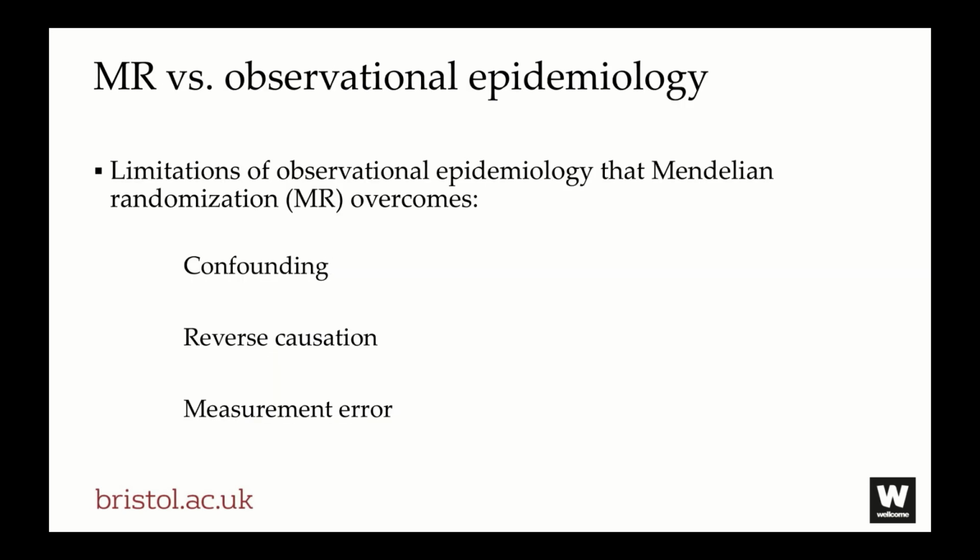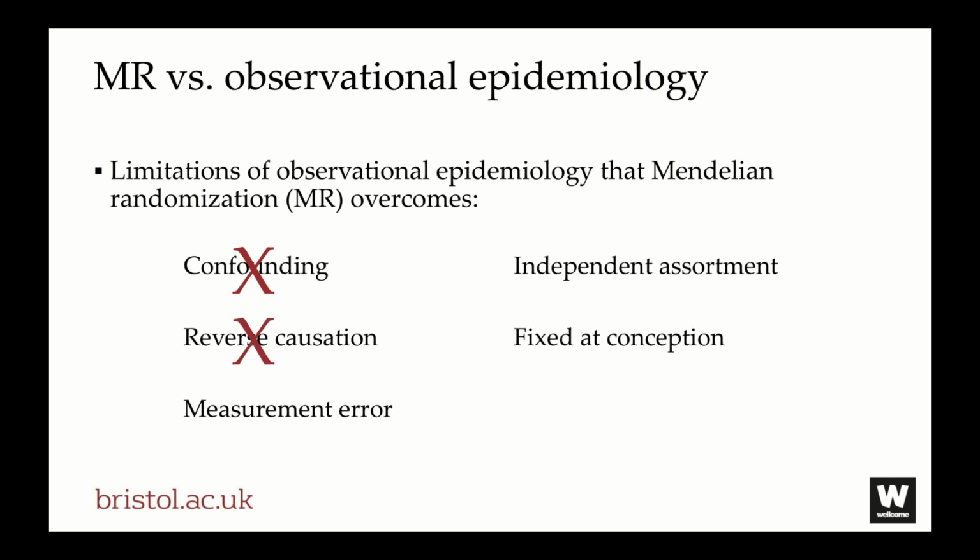So this is just to reiterate that point. We have the three main limitations of observational epidemiology, and the way that MR gets over these things is, first of all, independent assortment, so that random distribution of alleles at conception, which gets over this confounding idea. The fact that our genetic variation is laid down at conception means there should plausibly be no biological reason why the outcome can affect our genetic variation.